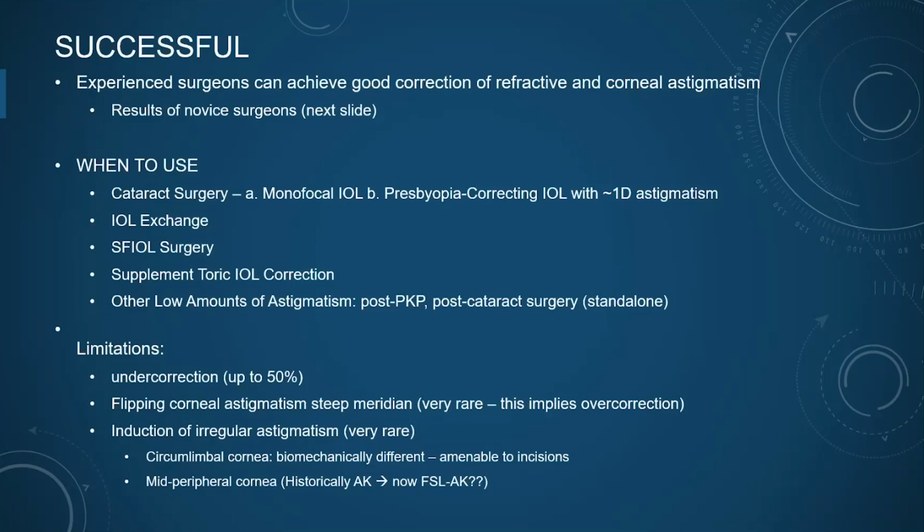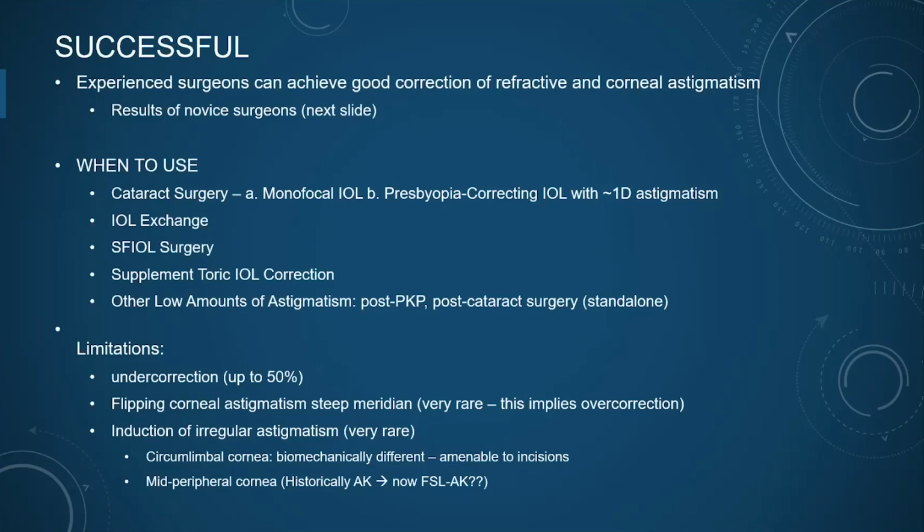This is rare with LRIs because where we're placing these LRIs is in the circumlimbal cornea. The biomechanical structure of the cornea is very different compared to the mid-peripheral cornea. So this is an area where it's much more amenable at this annulus, at the circumlimbal area, where you can make incisions and not really induce a whole lot of astigmatism. Plus, you're further away from the corneal center, so we're really not inducing a lot of irregular astigmatism.